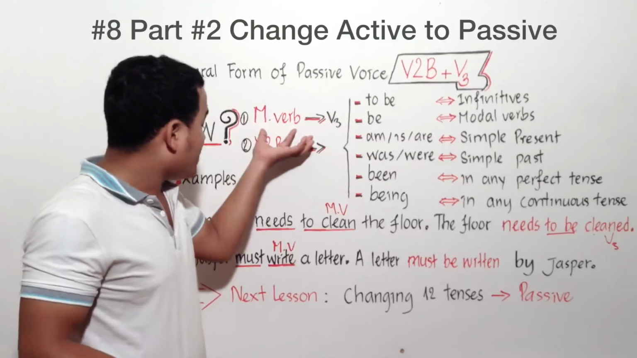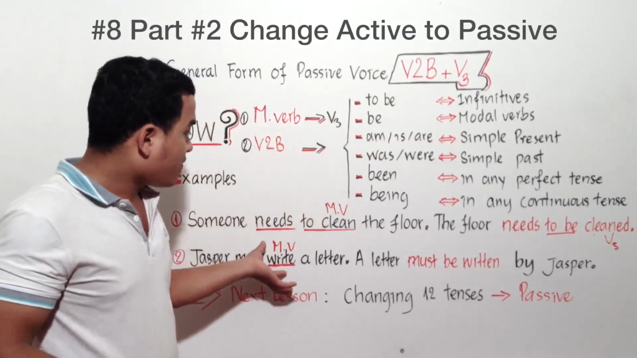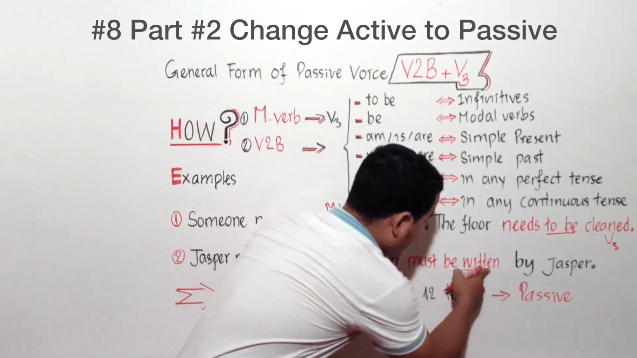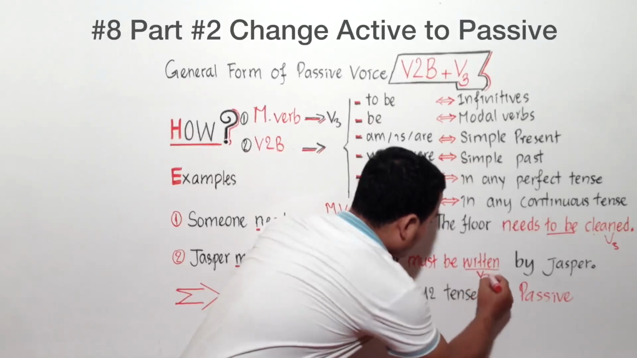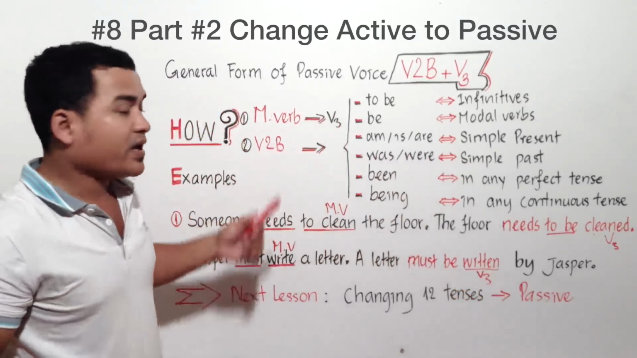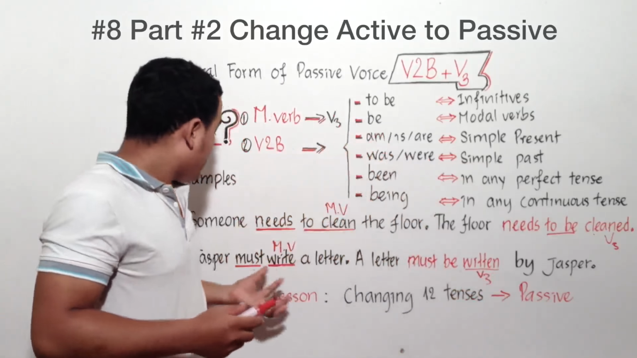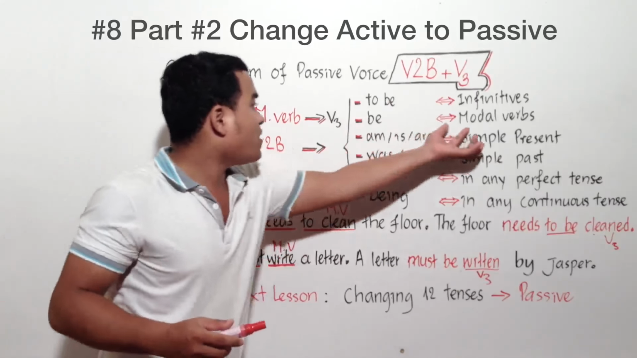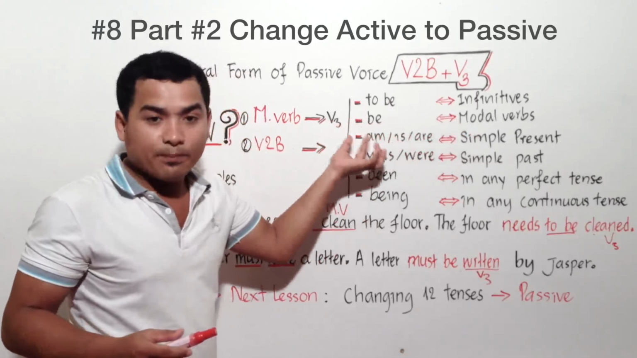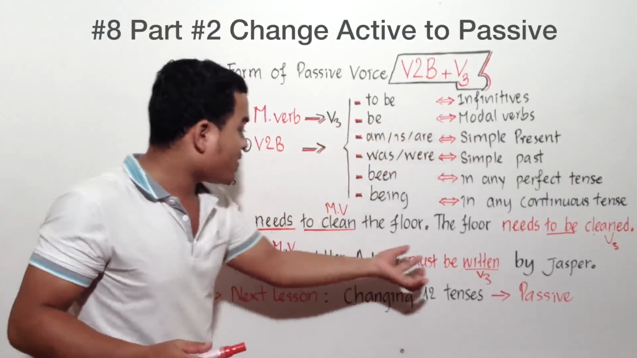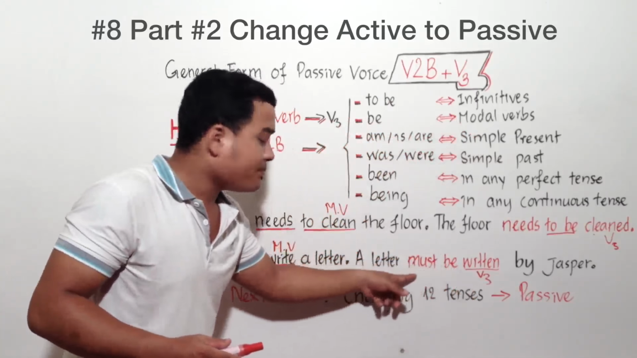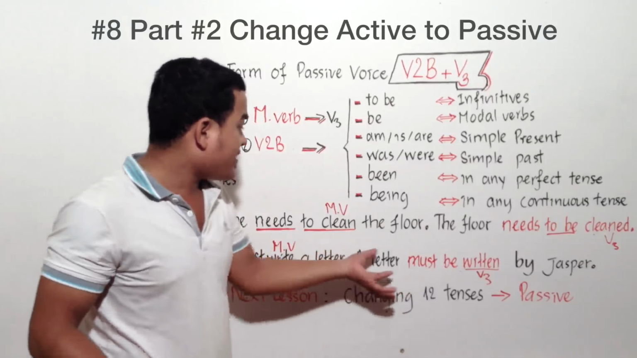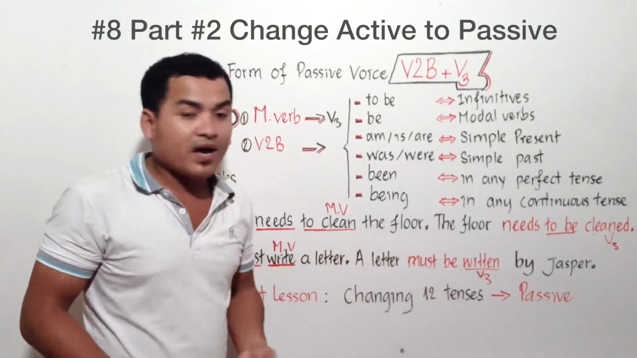And what to do with the main verb? Change it to verb 3, all right? So write will be written, right? So written is verb 3. And what to do next? Add verb to be. And must here is a modal auxiliary verb, right? So after a modal verb, our to be will be be, all right? So you just add be in front of verb 3 right here and keep must, okay? So the full sentence reads, a letter must be written by Jasper.